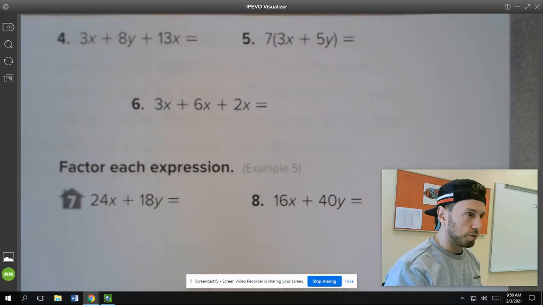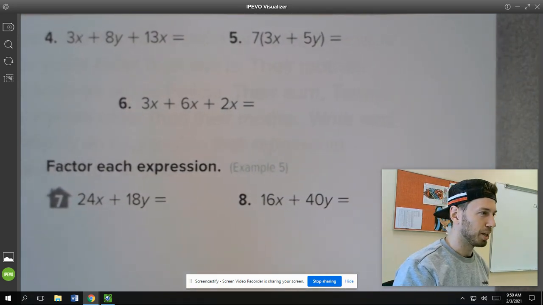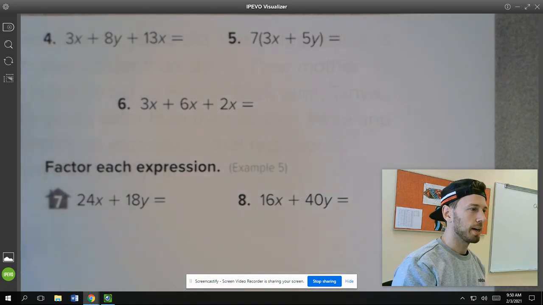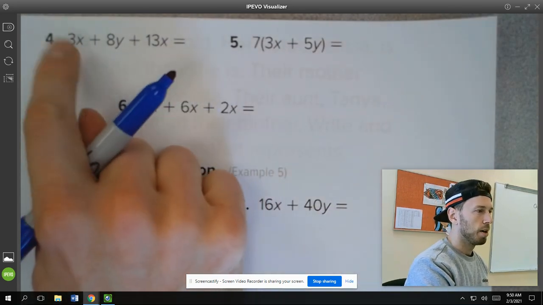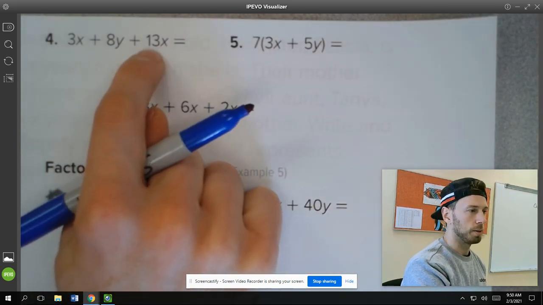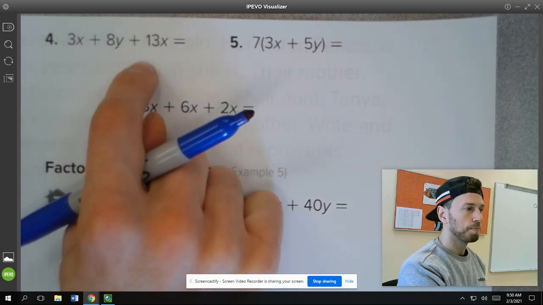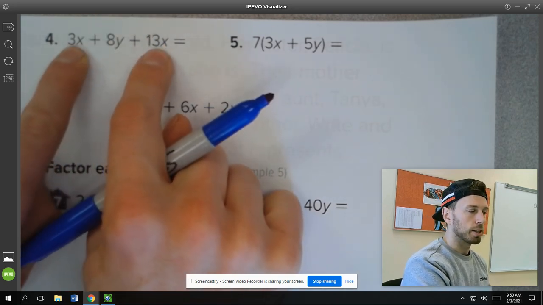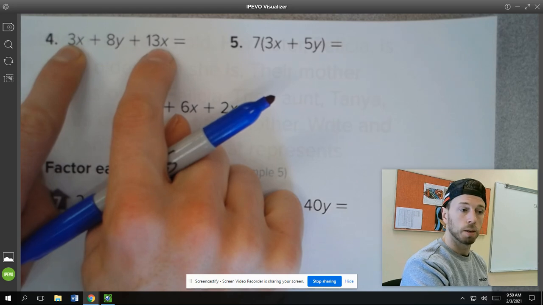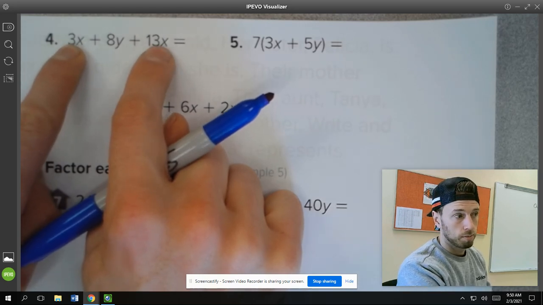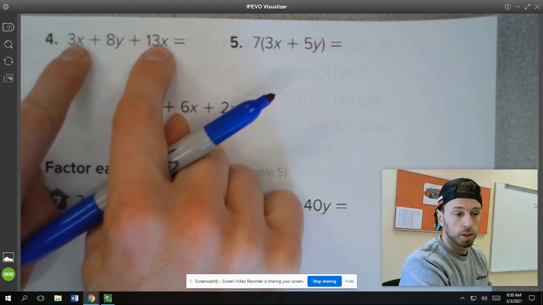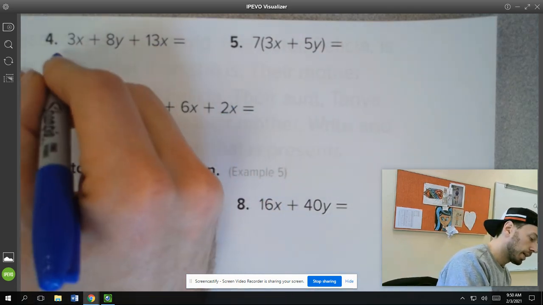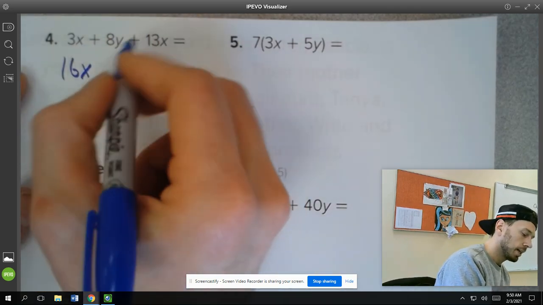Welcome back for those of you that have done them. Thank you so much. I appreciate that hard work and effort. Okay, so let's start here with this problem right here. 3x plus 8y plus 13. This one can be simplified by combining these 2 like terms. The 3x and 13x can be combined together because 13x's plus 3 more x's would be a total of 16x's. So we could write that as 16x.